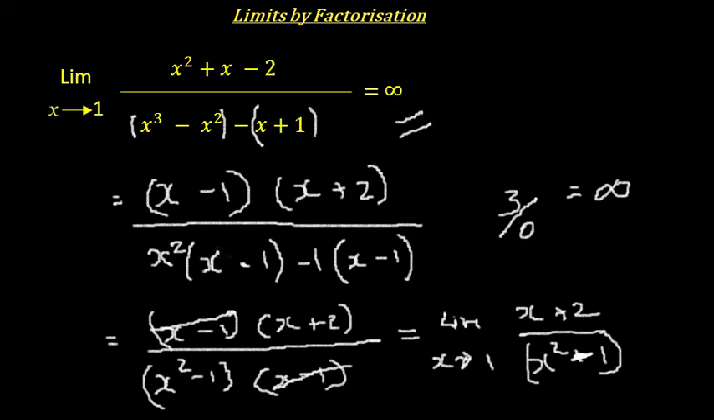Hence, whenever you get a 0 by 0 form, the first thing you need to do is check if there are common factors available between numerator and denominator, simplify the expression, and then substitute, and you will get the solution.